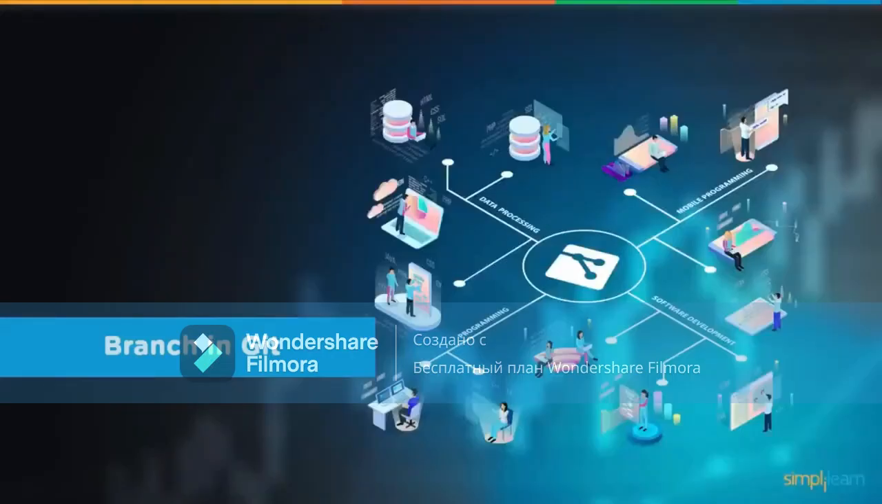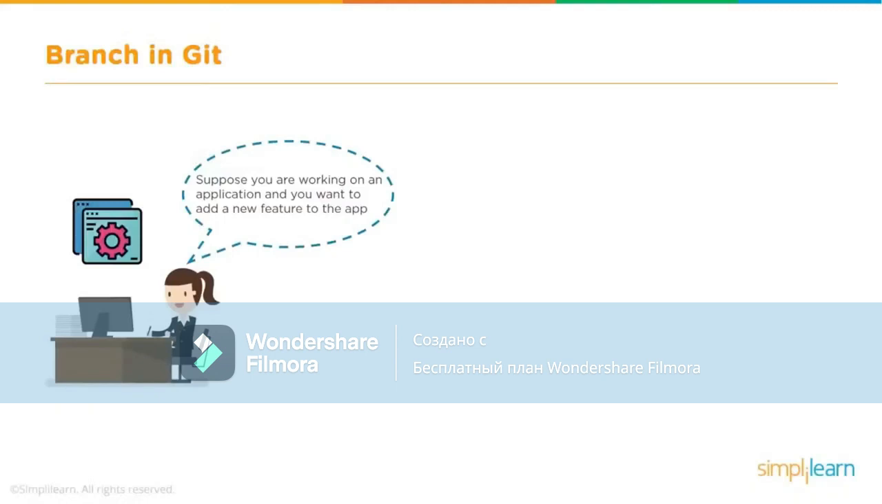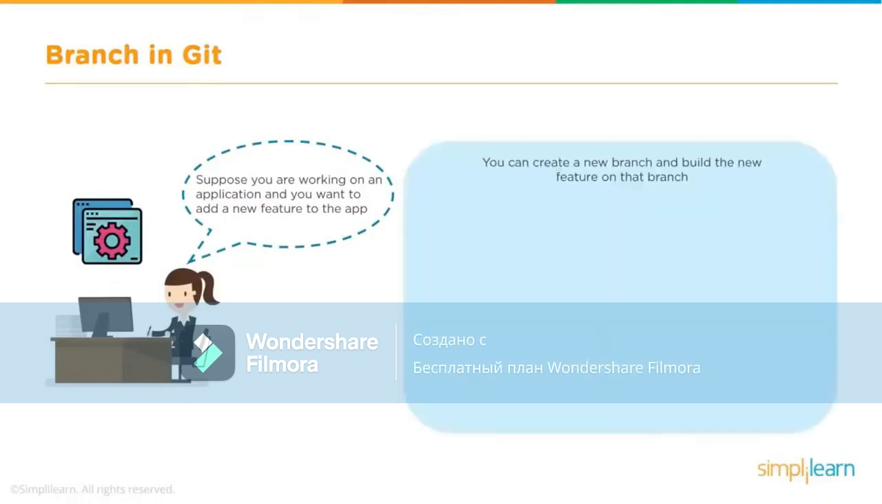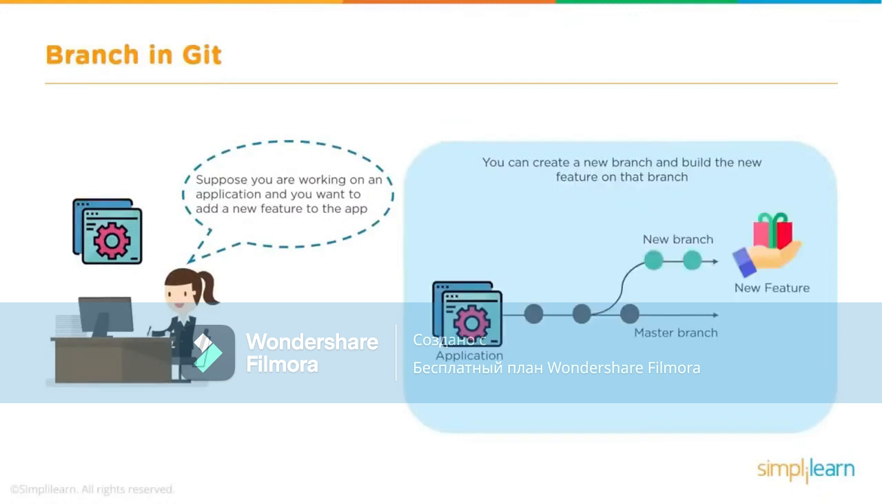Let's step through branching in Git. Suppose you're working on an application, but you want to add in a new feature. This is very typical within a DevOps environment. To do that, you can create a new branch and build a new feature on that branch. So here you have your main application on what's known as the master branch. Then you can create a sub branch that runs in parallel, which has your feature. You can then develop your feature and then merge it back into the master branch at a later point in time.